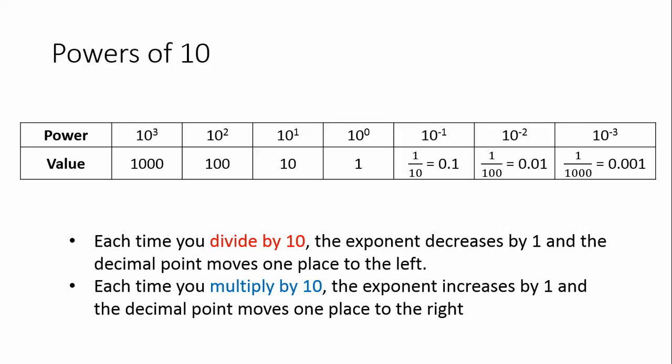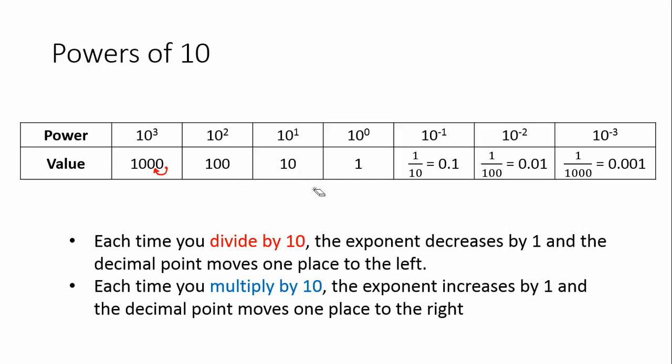So let's take a look at that. We start from 10 to the third, and we move to 10 to the second. That's dividing by 10. So then notice how the decimal place moves one place to the left to give us 100. Same from 10 squared down to 10 to the first, that's another division by 10, and the decimal place is moving one place to the left to give us 10.